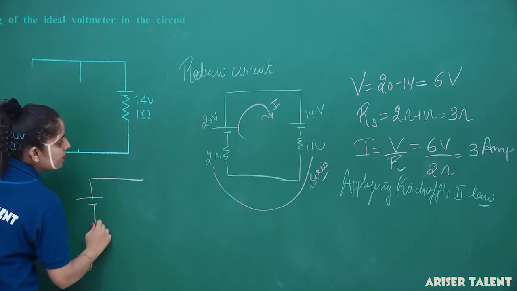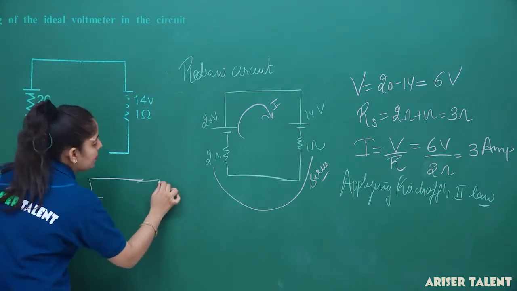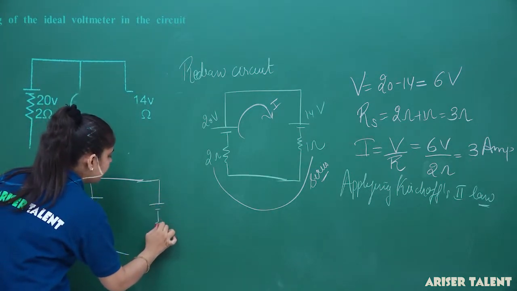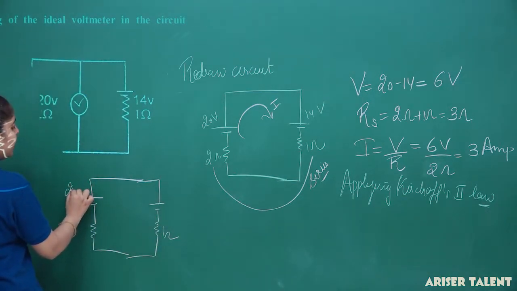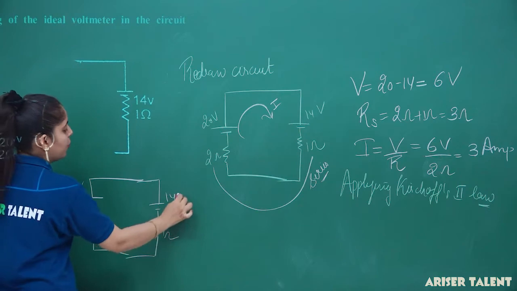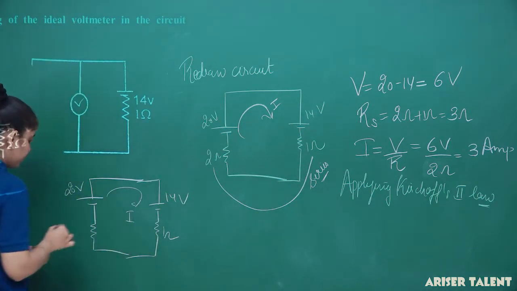This is our battery. This is our resistance. This is our 14 volt battery. And this is our 1 ohm resistance. This is 20 volt. This is 14 volt. And suppose I am assuming that the current is flowing in this direction.